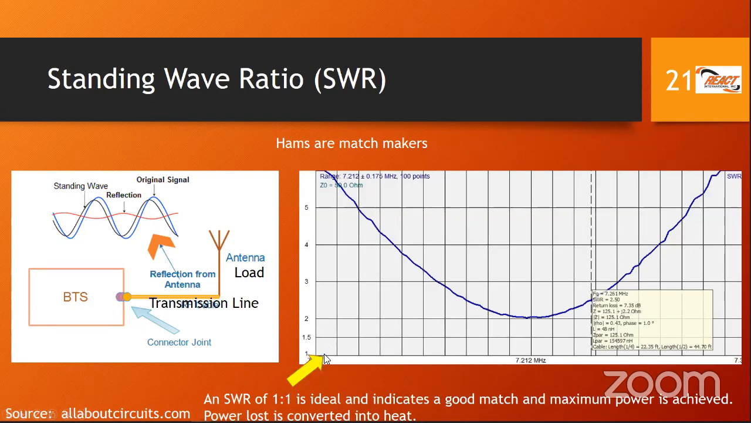So when you have a low SWR, perfectly 1:1 is ideal. It's a good match. It means that your radio or your transceiver is transmitting the maximum power through the transmission line and getting to your antenna, and all of that is going out. If you have a 1:1 match, remember, hams are matchmakers. But if you don't, the rest of that is lost in heat. So notice that you want to get an SWR as close as possible to 1:1.